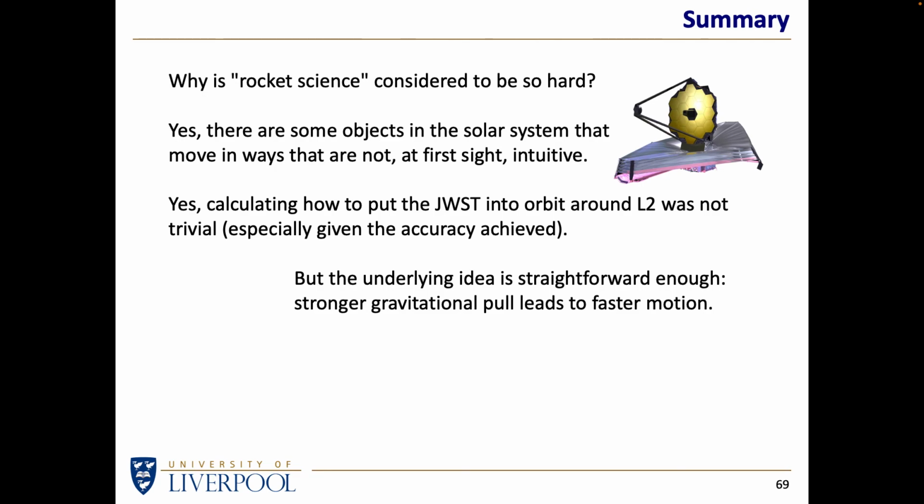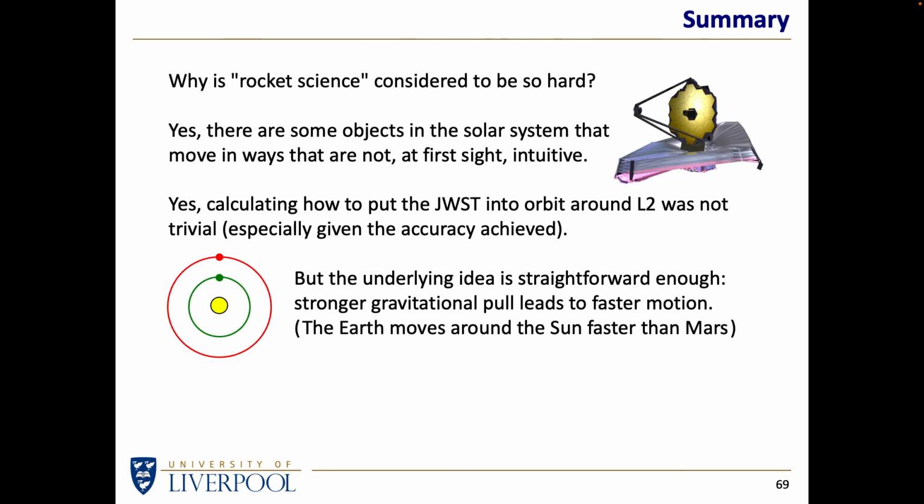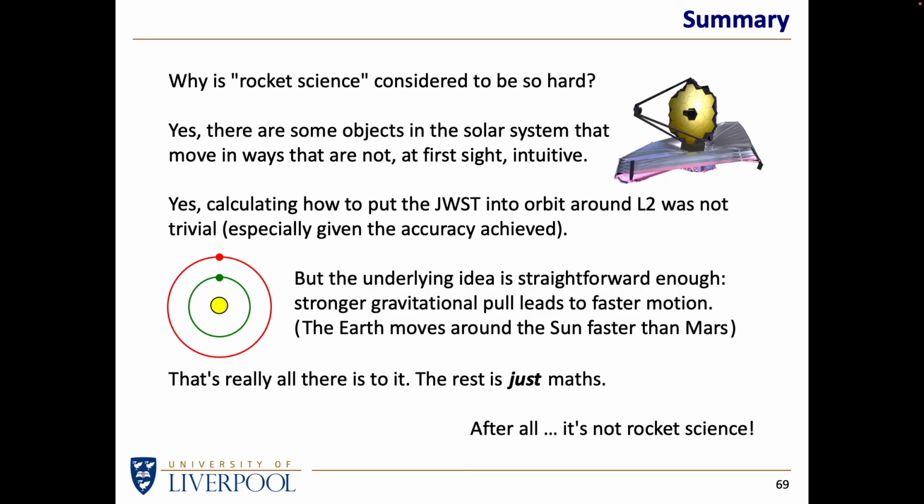Stronger gravitational pull leads to faster motion. Its simplest analogy is, yep, the Earth moves around the sun faster than Mars. You apply that to any other situation, you can understand most aspects of orbital mechanics. That's really all there is to rocket science. The rest, the detail, is just the maths. After all, it's not rocket science.